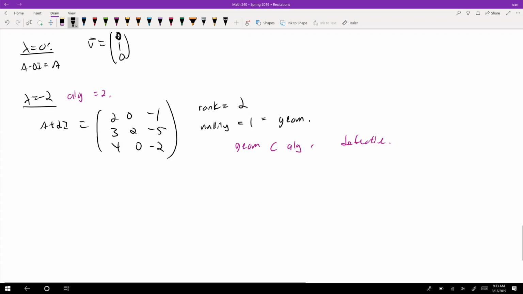So remember, how do we find S and J? Well, the first step is always to find J, because it's not that bad. So what we do first is we're going to put our eigenvalues on the diagonal, right, which are 0, negative 2, negative 2. All right?